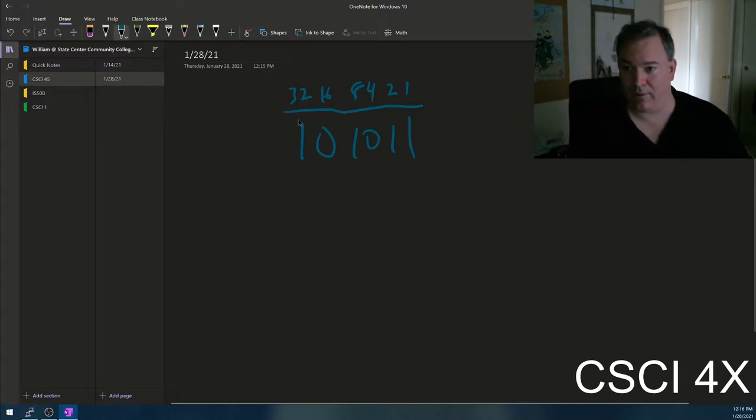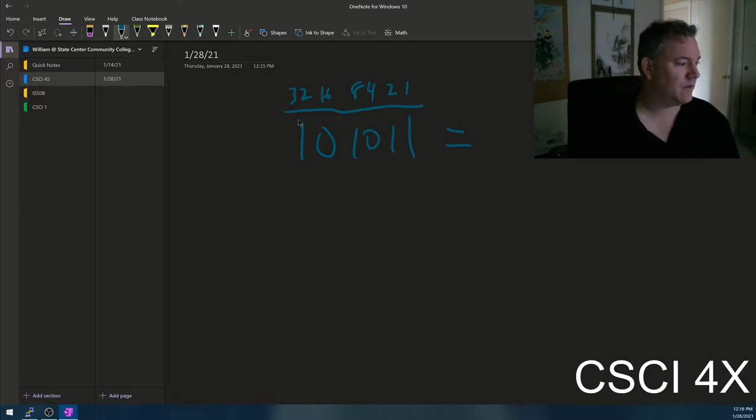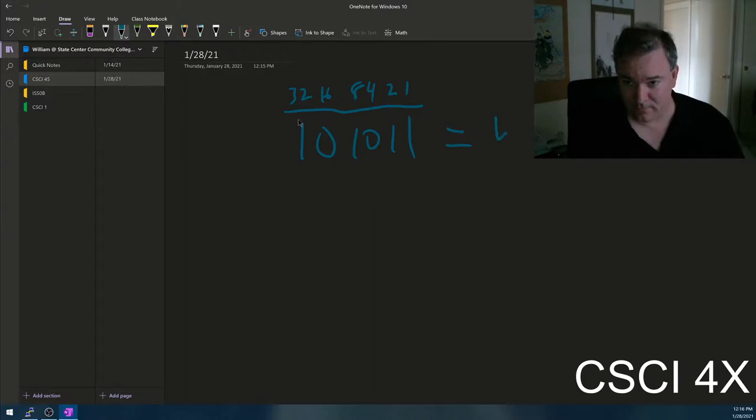So what number is this? What do you guys think? So we got a 1, we got a 2, we got an 8, we got a 32. So it's 32 plus 8 is 40. 40 plus 2 is 42. Plus 1 is 43. Are you guys comfortable making that translation from binary to decimal?